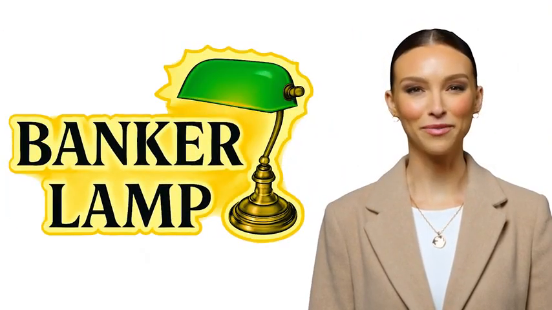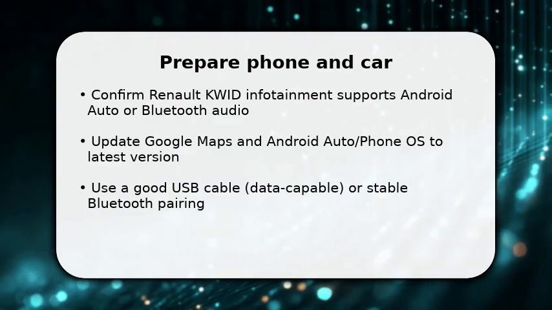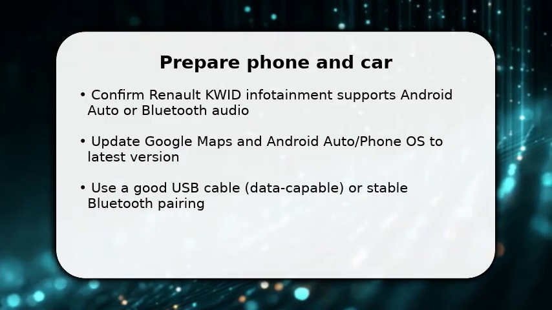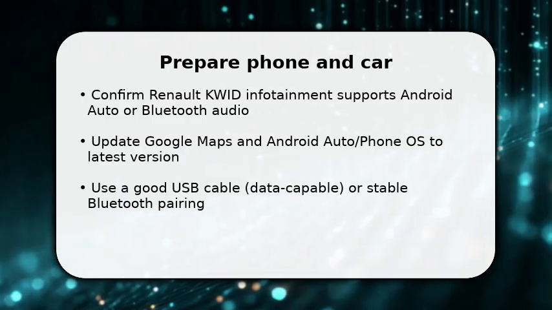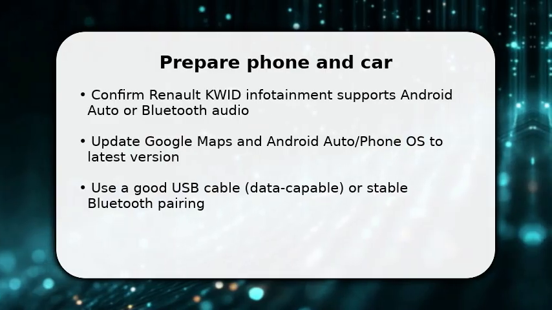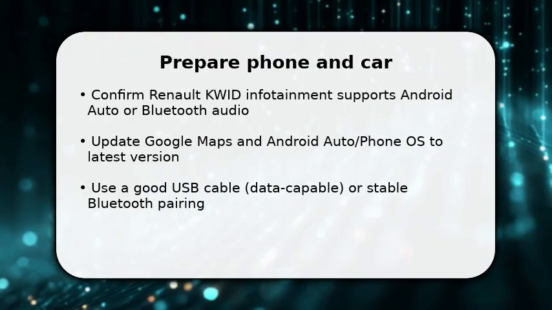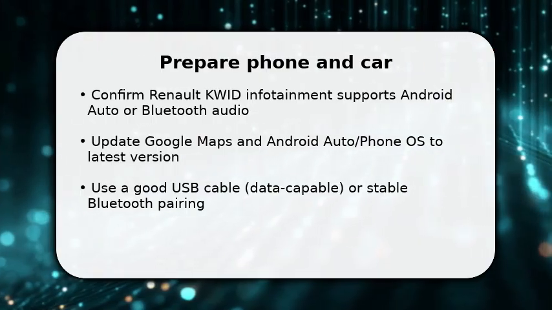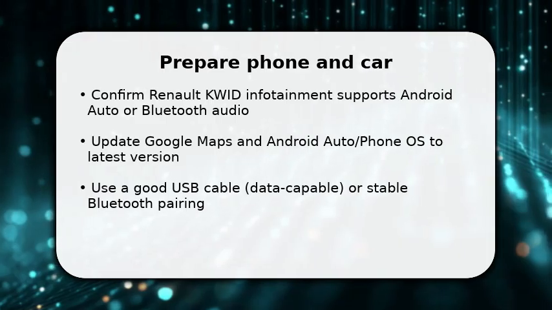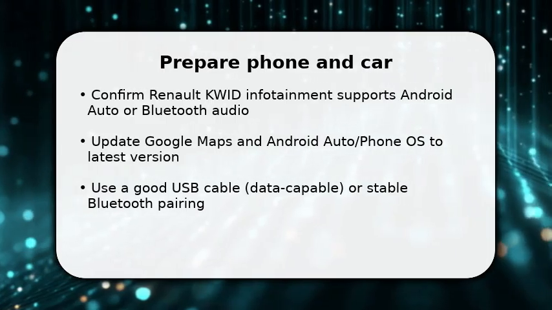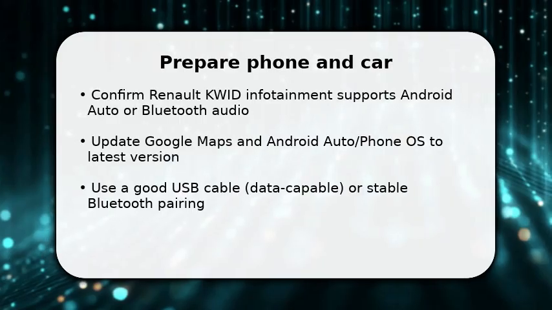Please enjoy the video. You start by preparing both devices. Plug in a USB data cable or enable Bluetooth on your phone, then unlock and wake the screen. Make sure Google Maps and Android Auto are updated. This avoids compatibility errors. On the Kwid, open the multimedia screen and select the correct source, Android Auto or Bluetooth.